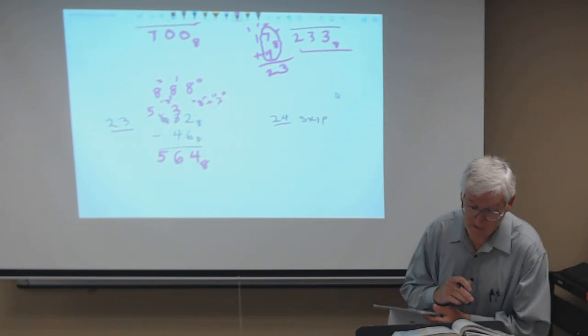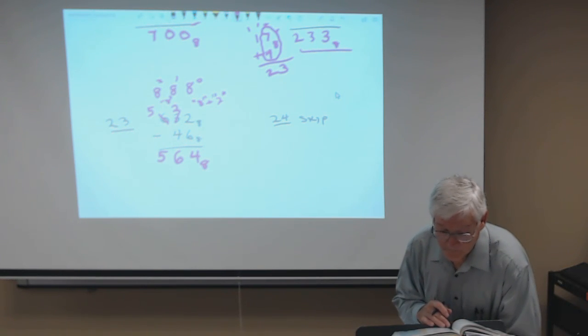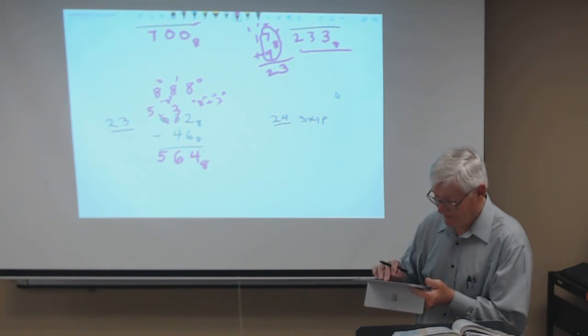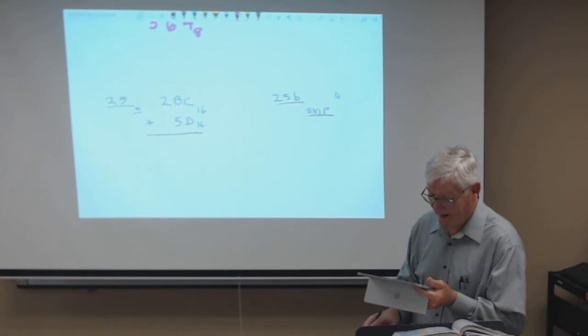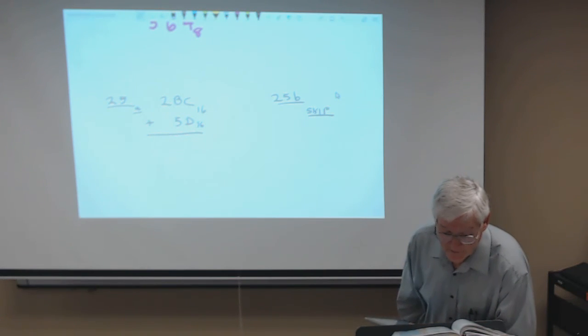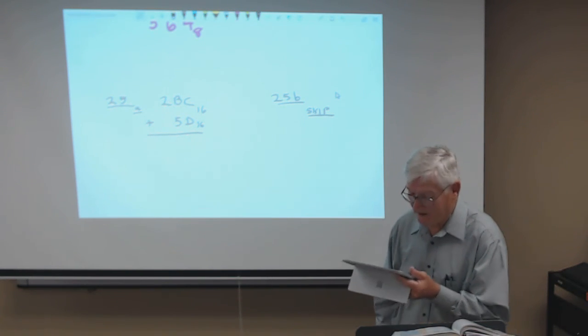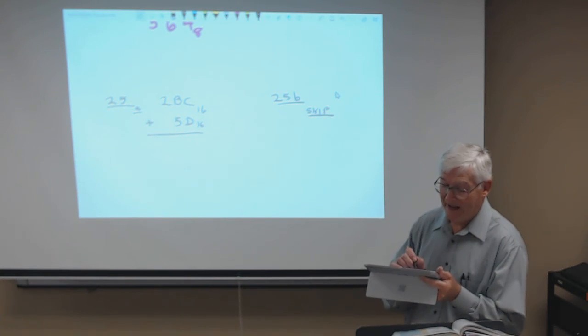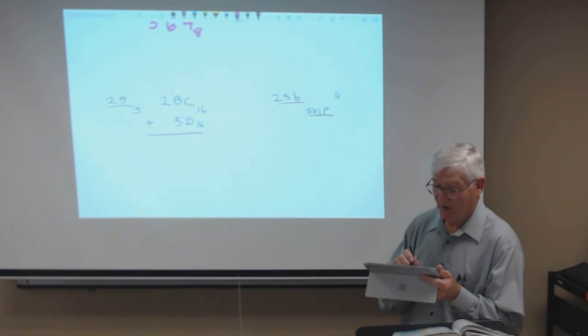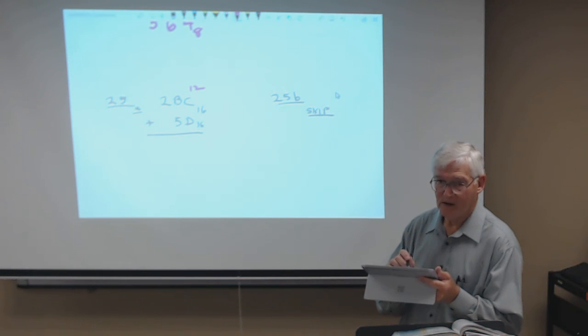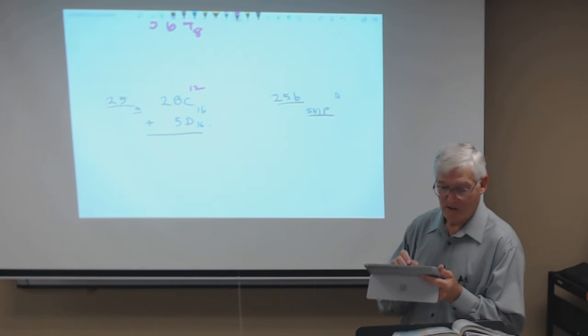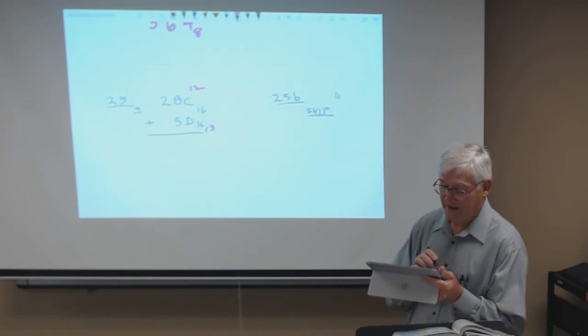Skip 24, and that brings us to 25A. And skip 25B. No multiplication in base 16. Just adding these together. What does C stand for? 12. What does D stand for? 13. What's 12 and 13?